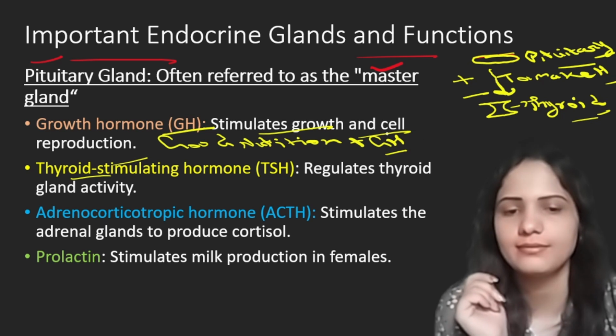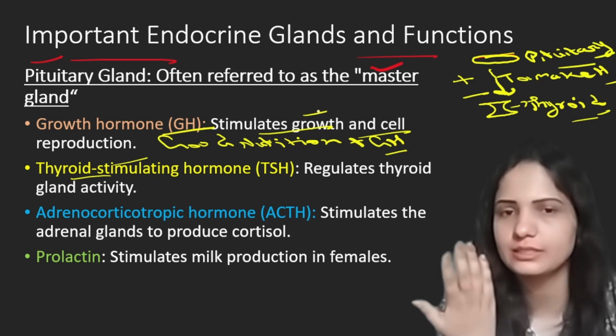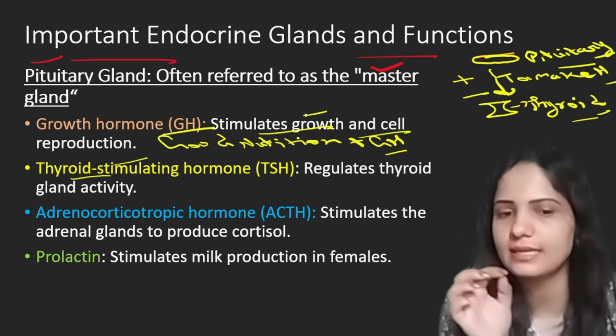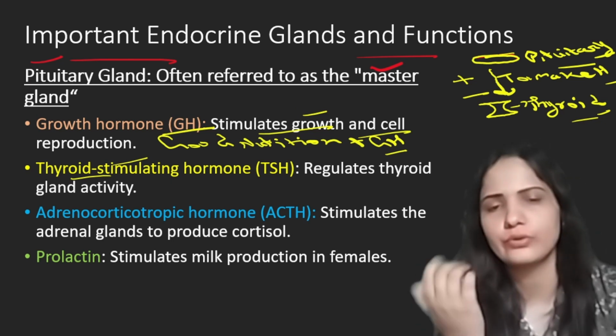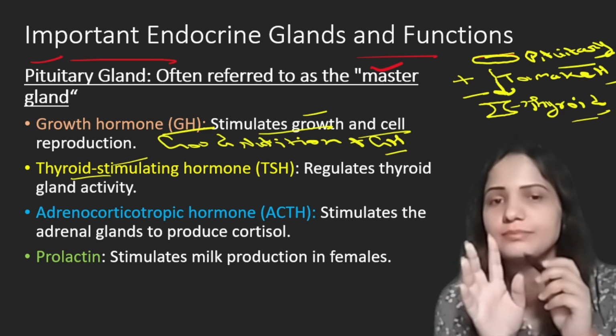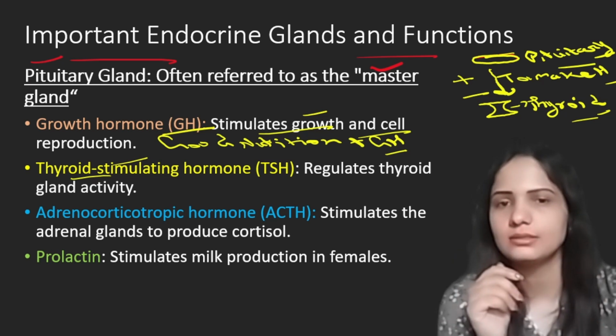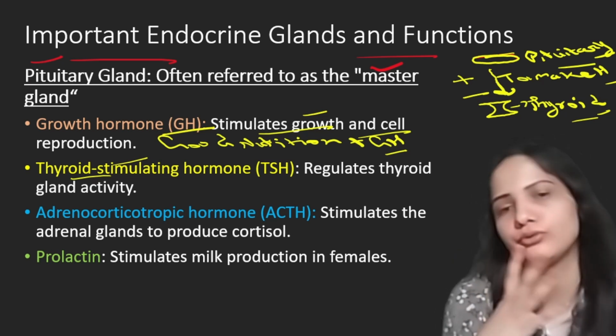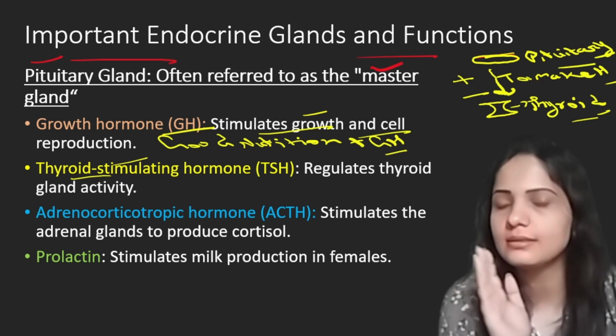So here we have this growth hormone. It stimulates growth and cell reproduction. You know, in our body we have countless numbers of cells, and these cells keep dividing. This division happens due to the growth hormone. Growth hormone regulates cell division.